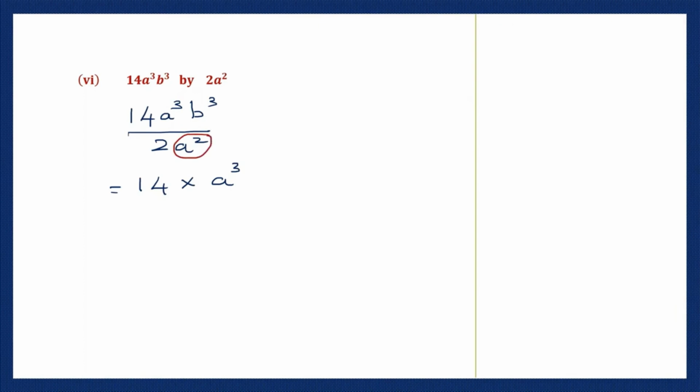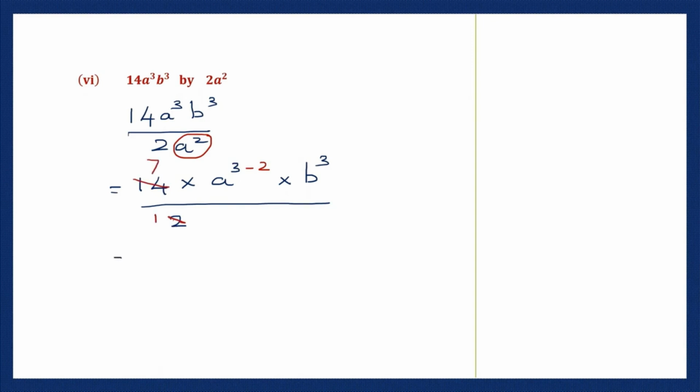So using exponent law, it becomes minus 2. Then into b to the power of 3. So in the denominator, since we've already removed a square, I have only the number 2. Now let's cancel what we can. So 2 ones are 2, 2 sevens are 14.